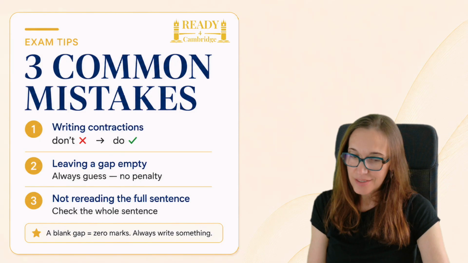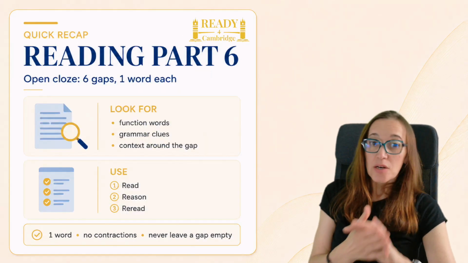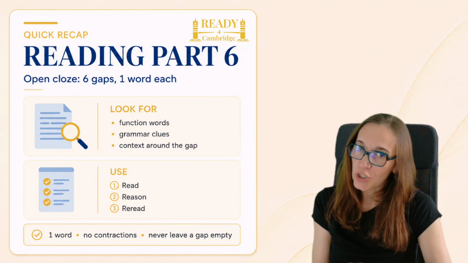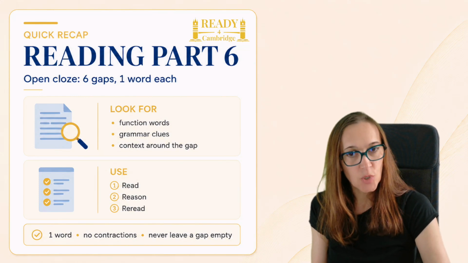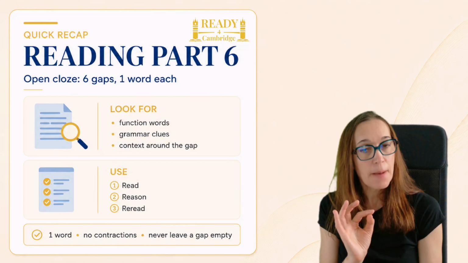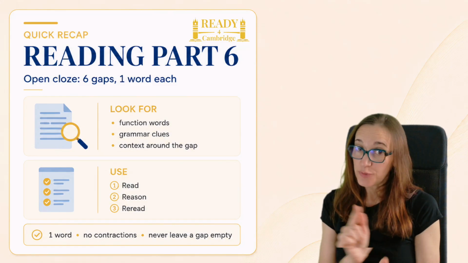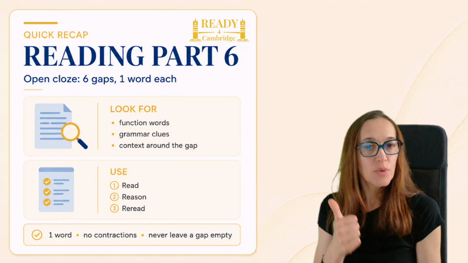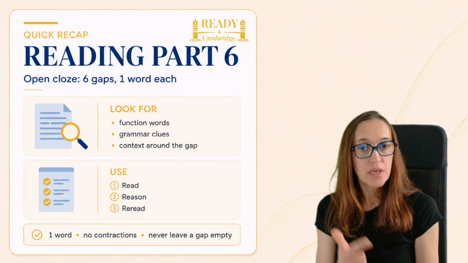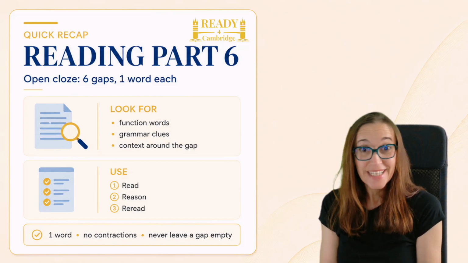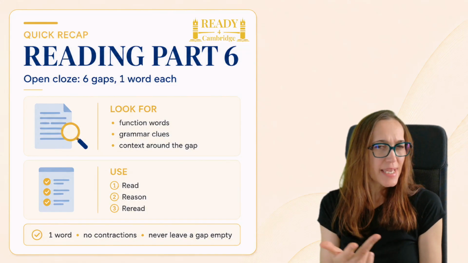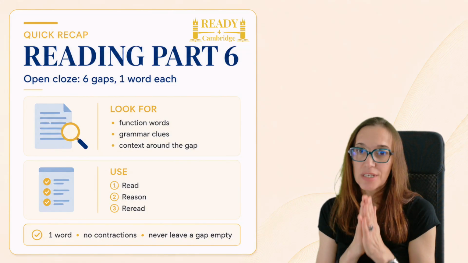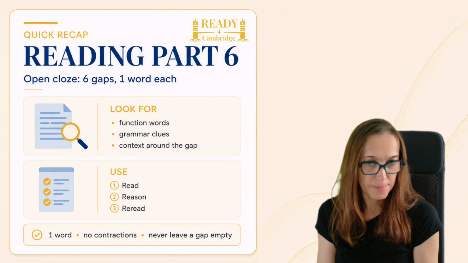Now a quick recap. Reading part 6 is an open cloze, 6 gaps, 1 word each, always a function word, a grammar word, not a meaning word. And to find it, use the 3R method. Read the sentence and its neighbors, reason what type of word is missing, and reread with your answer in place. 1 word, no contractions, and never leave a gap empty.